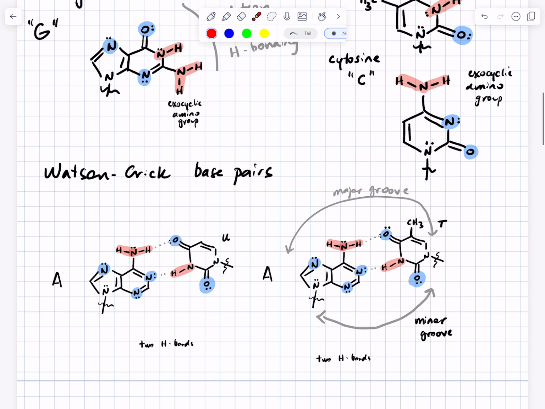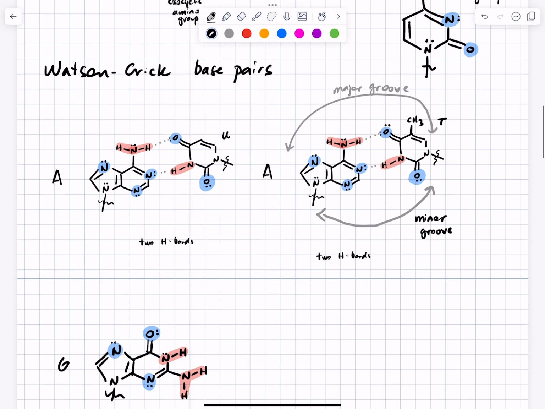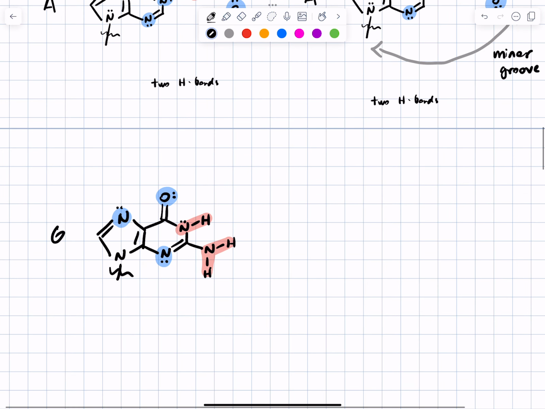We're going to repeat this for a GC base pair. So here we go. I'll just copy the G. And then we'll draw C over here on the right. Okay, so the carbonyl oxygen of the G base hydrogen bonds with an exocyclic amino group on C. So we'll draw that here.